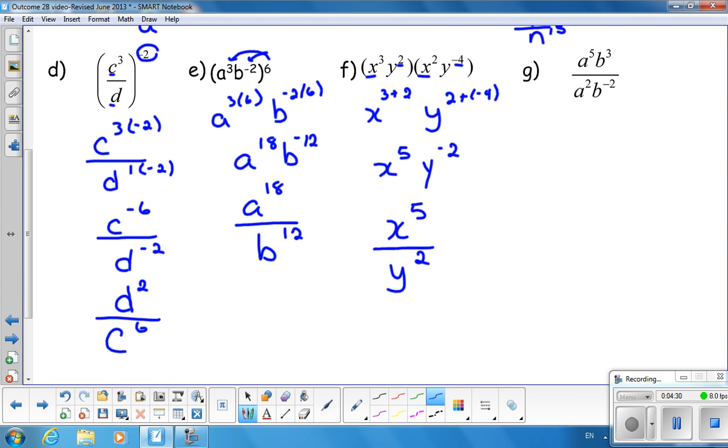Last one, I'm doing some dividing, so we can simplify our a's. If I'm dividing the a's, I subtract the exponents, so 5 take away 2. B's, I also subtract exponents, so 3 take away negative 2. 5 take away 2 will be a to the power of 3. 3 take away negative 2 becomes 3 plus 2, or positive 5. Both of my exponents are positive, and so that question is finished.